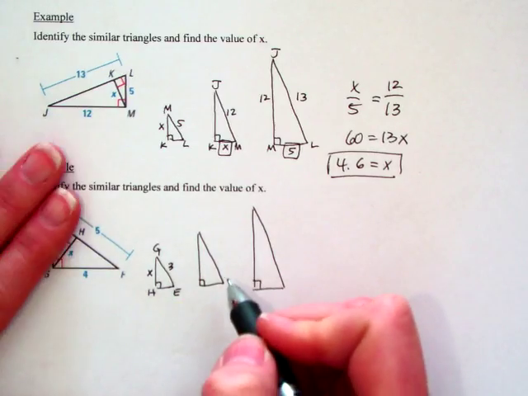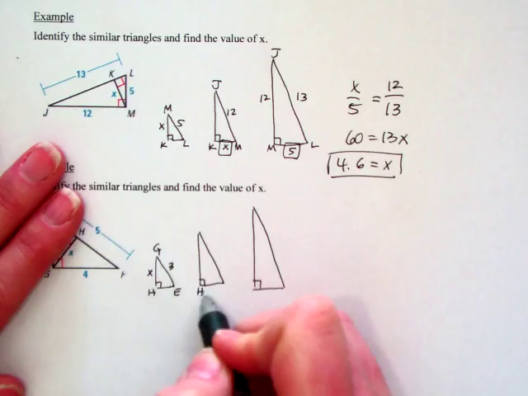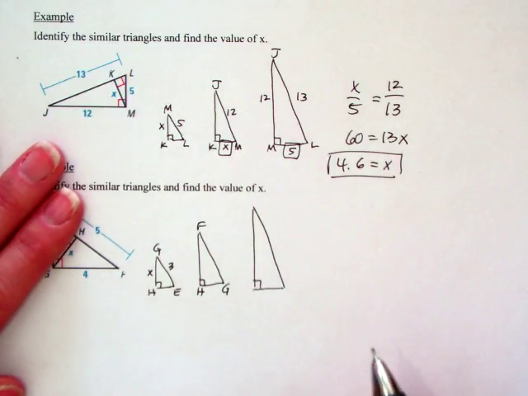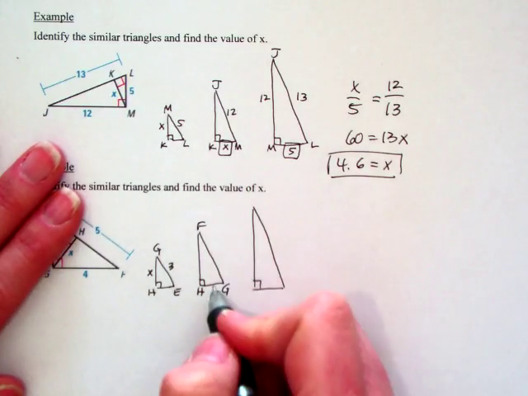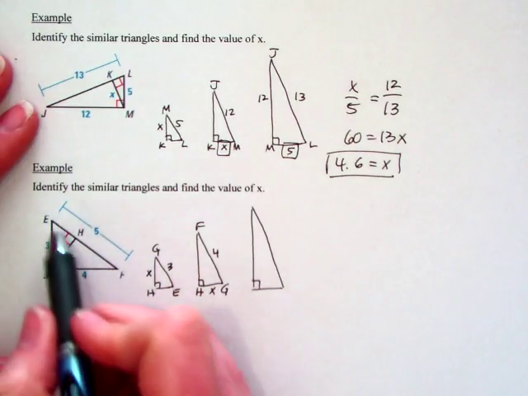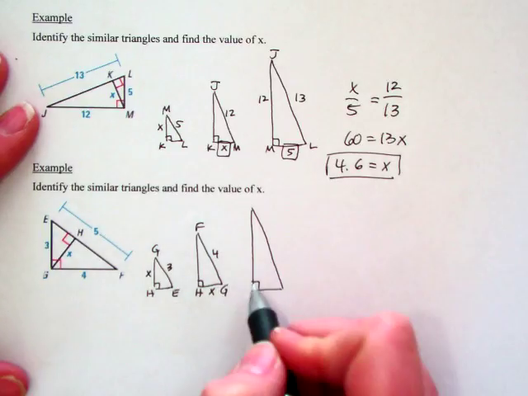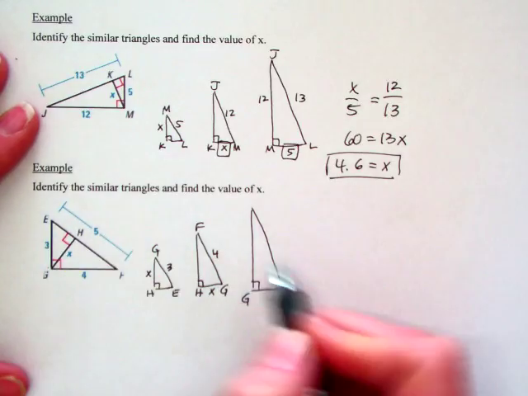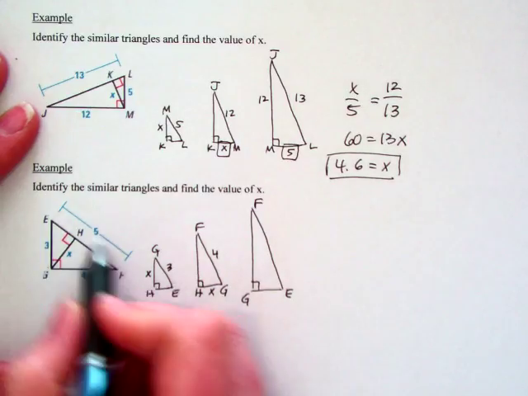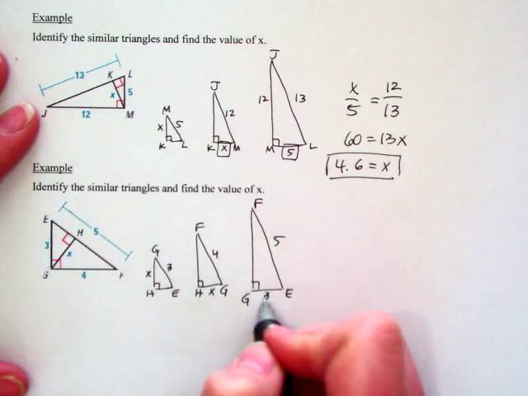Second triangle, this one right here, there's a 90 at h, short side is g, and the last letter is f. Short side is x, hypotenuse is 4. Last triangle, letters first: 90 at g, short side is e, long side is f. Hypotenuse is 5, short side is 3, long side is 4.